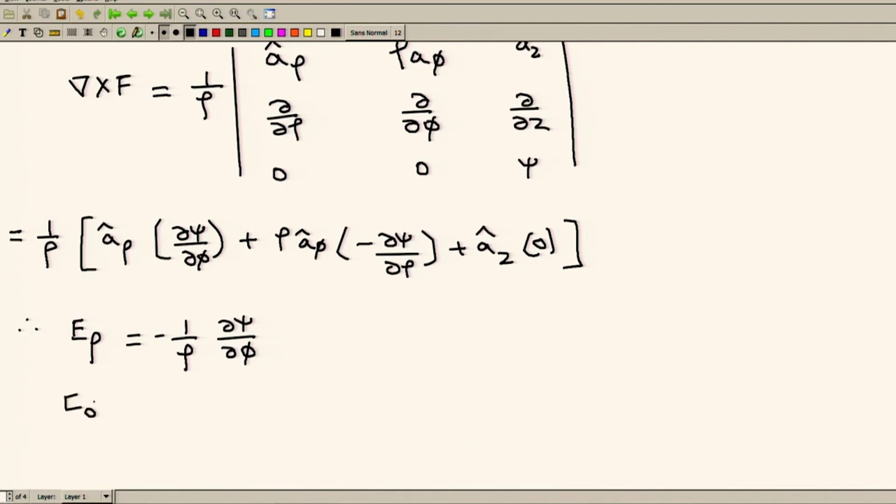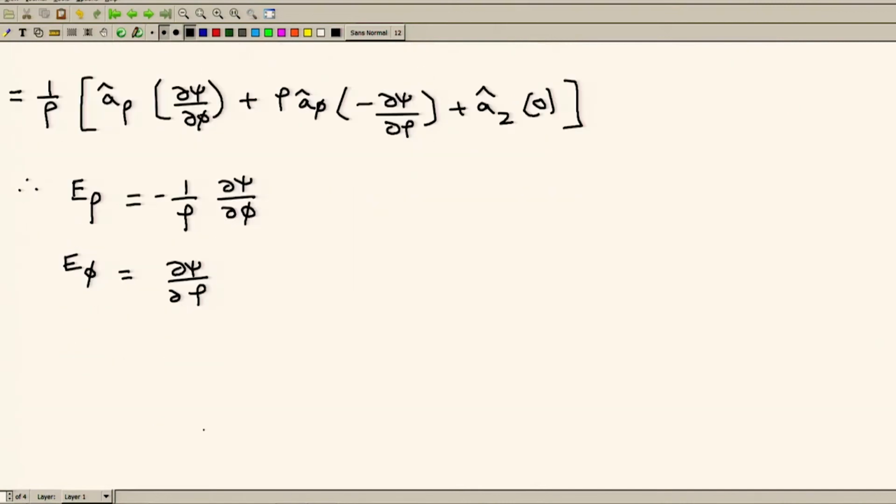E phi we can write as minus of curl of F. So, minus of minus will become plus. So, this will be del psi upon del rho, and then Ez is 0. So, let us denote this number as 13, this as equation number 14 and this as equation number 15.